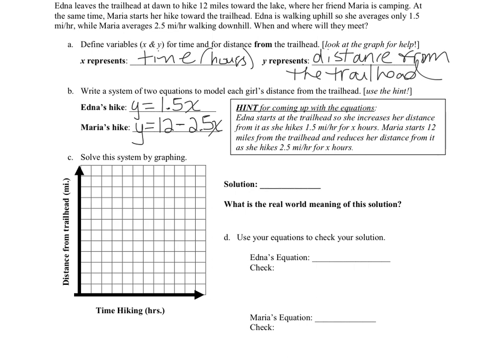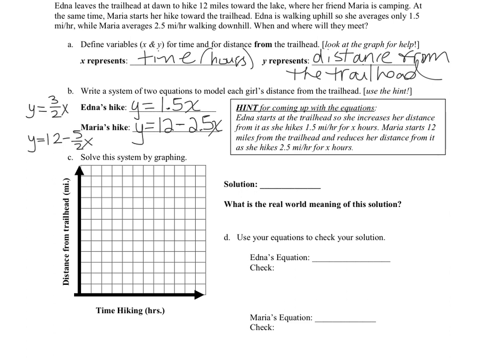So now when you go to graph this, for Edna, instead of saying 1.5x, because 1.5 is my slope, I don't want to estimate 1.5. I want to know what's my actual rise over run. So change 1.5 to an improper fraction. That's 3 over 2. So off to the side here, I'm going to say Edna is y equals 3 over 2x. And Maria is going to be y equals 12 minus, well, 2.5 as an improper fraction is 5 over 2. So I'm going to make that minus 5 over 2x.